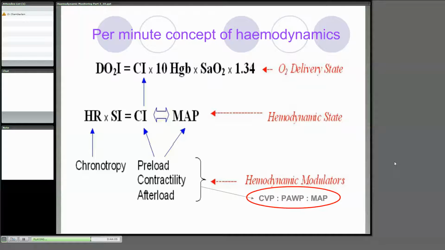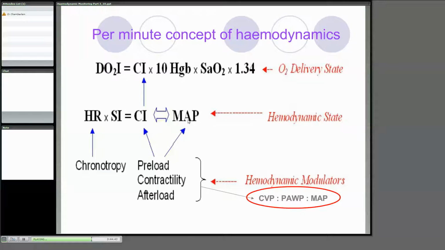Now, you did say continuous CVP. You can do a continuous right atrial pressure rather than CVP, but this is looking at that static type of measurement that we do, like a CVP. First of all, there's the oxygen delivery state, and you can see cardiac index times hemoglobin, oxygen saturation plus a variable figure there. That is your oxygen delivery state, and we have our hemodynamic state, which tends to be more so our mean arterial pressure.